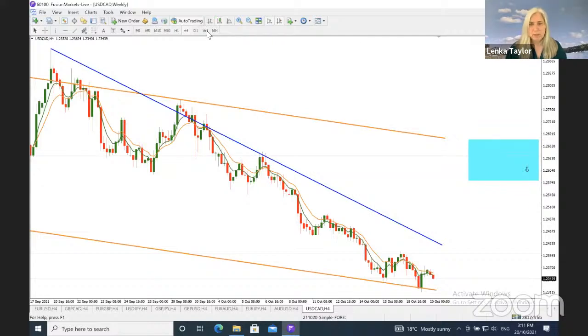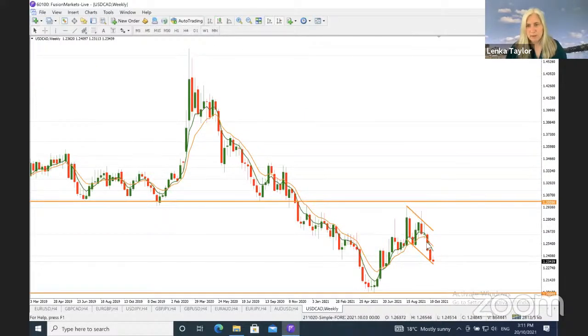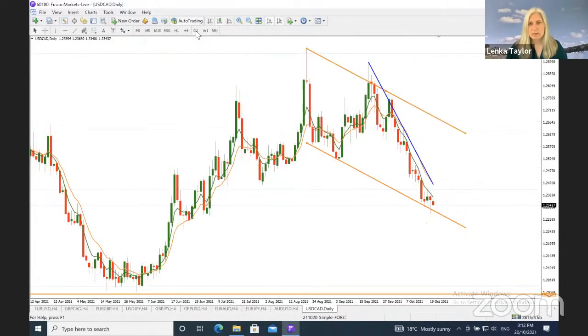So if we look at the weekly, this is where we are. We're at the bottom of the channel. So looking at if the price comes back to the top and then looking for a short from there. So this is on the daily. So that might take, you know, quite a while if we're waiting for it to come back to the top of the range.